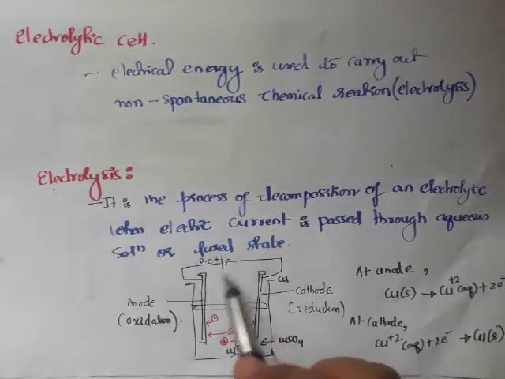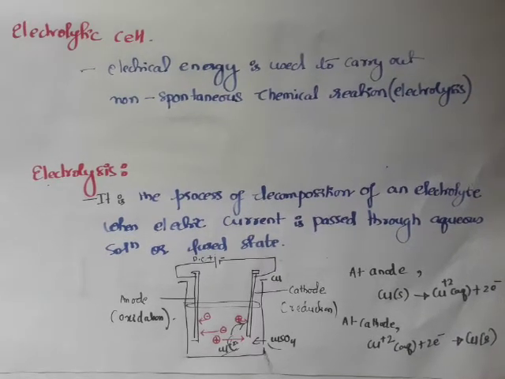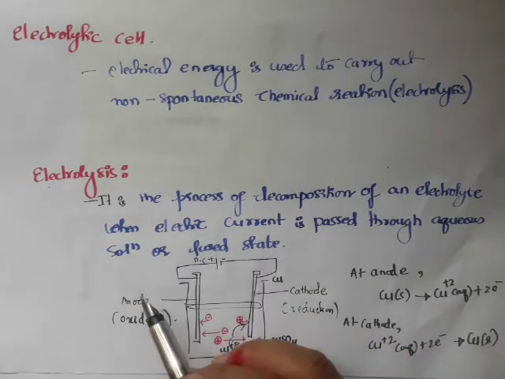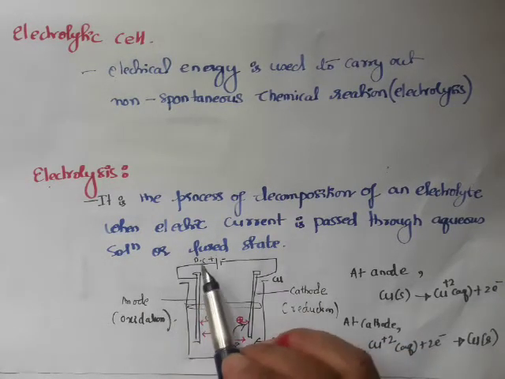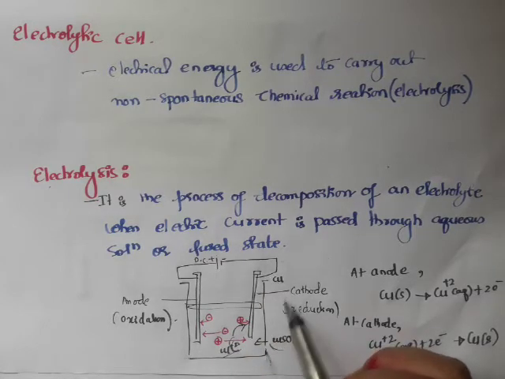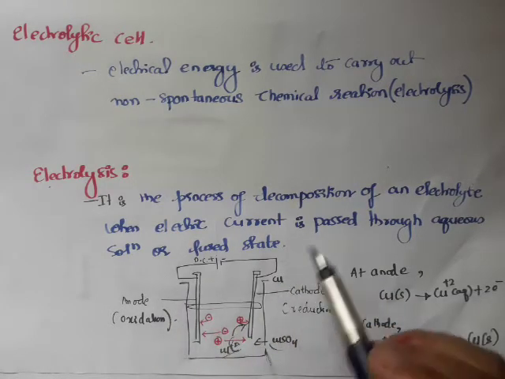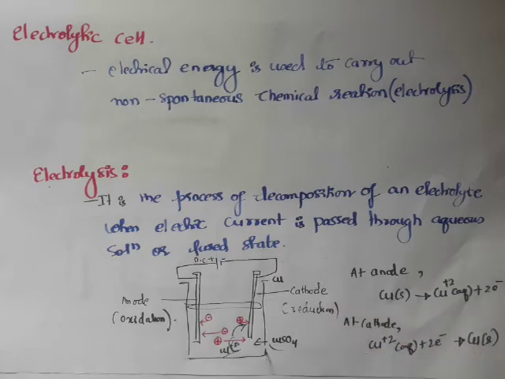So when you pass electricity, your electrolyte will decompose into the respective ions or the elements. The point to be noted: the anode in an electrolytic cell is the positive electrode and the cathode is the negative electrode, and in a galvanic cell the anode is the negative electrode and the cathode is the positive electrode.